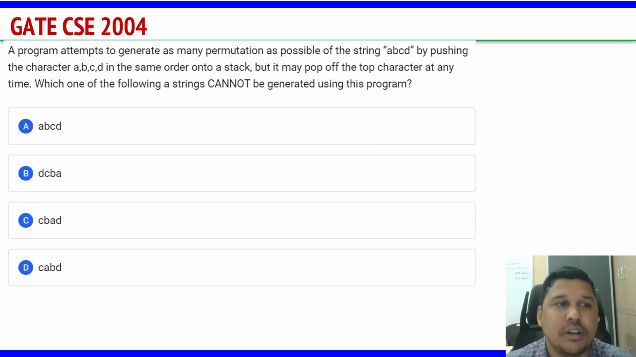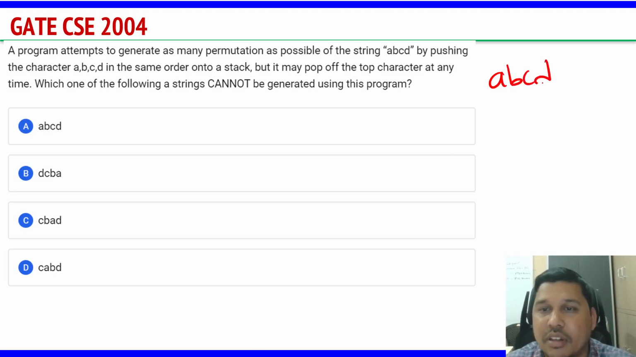Let's see the next one. The program attempts to generate as many permutations as possible for the string ABCD by pushing the characters ABCD in the same order onto the stack. But it may pop off the top character at any time. Which one of the following strings cannot be generated using this program, right?